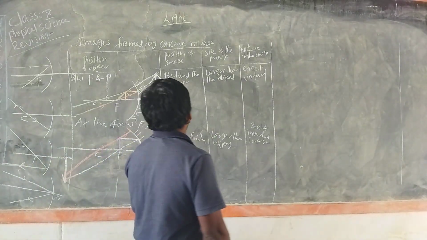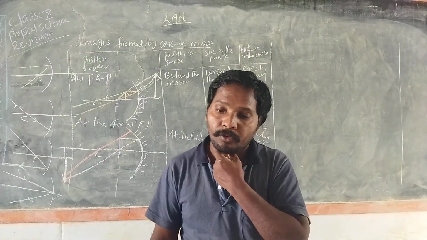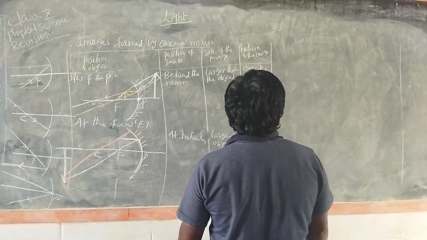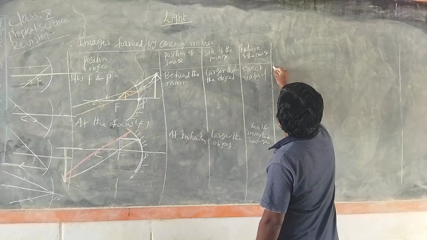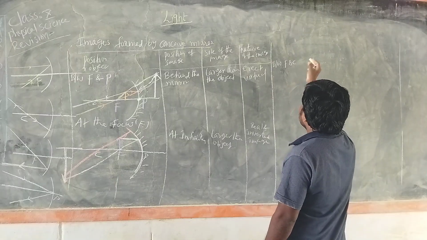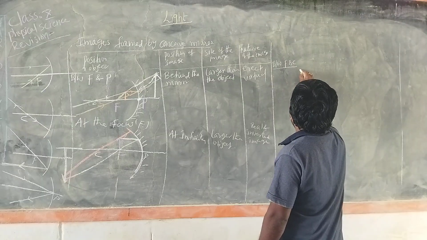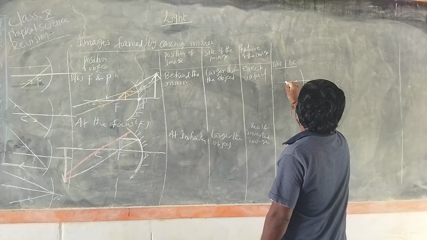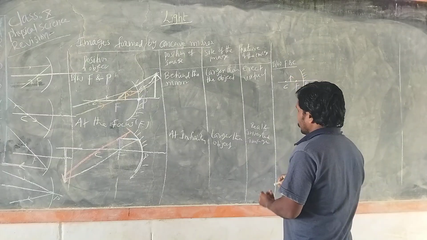Then, if the object is placed in between the focus and center of curvature. Now the object is placed between F and C. Let us see. Mirror, pole, focus, center of curvature. Object placed here.